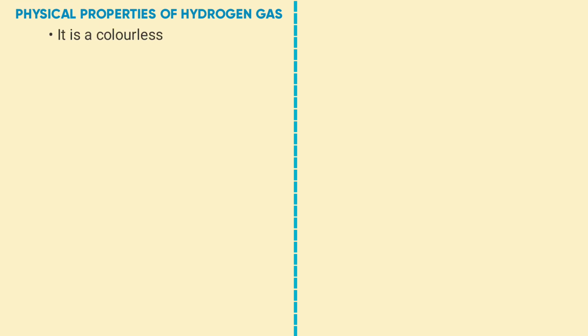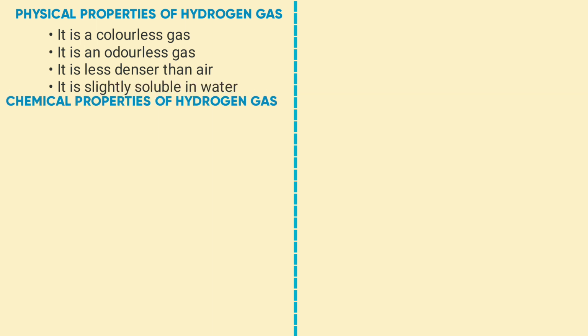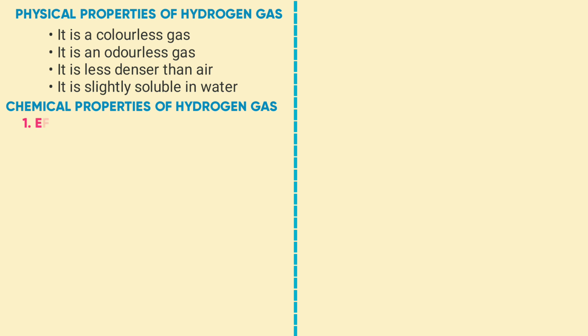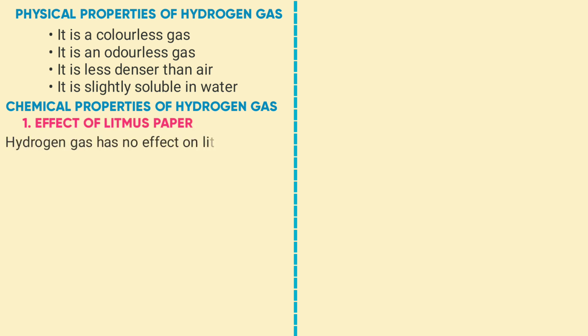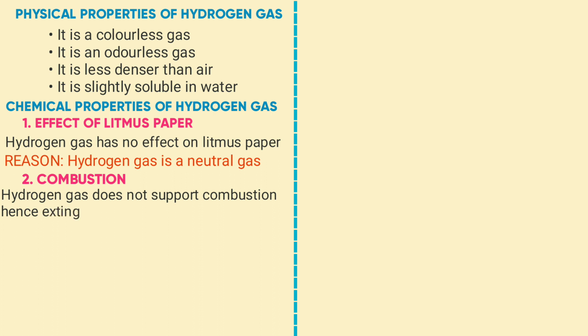Now physical properties of hydrogen gas include: it is a colorless gas, it is an odorless gas, it is less dense than air, it is slightly soluble in water. Chemical properties of hydrogen are: 1. Effect on litmus. Hydrogen gas has no effect on litmus paper. Reason: hydrogen gas is a neutral gas.